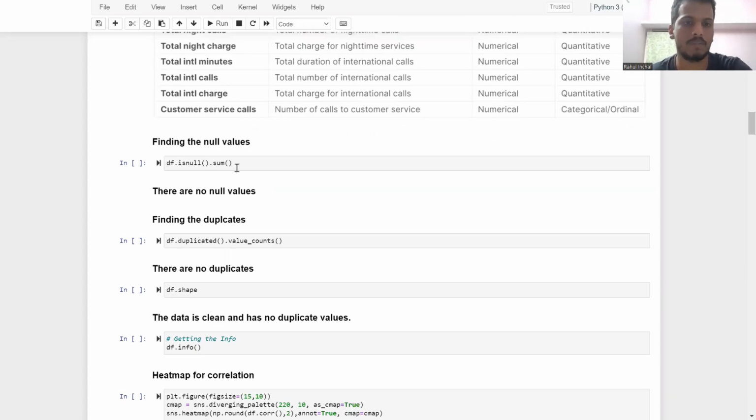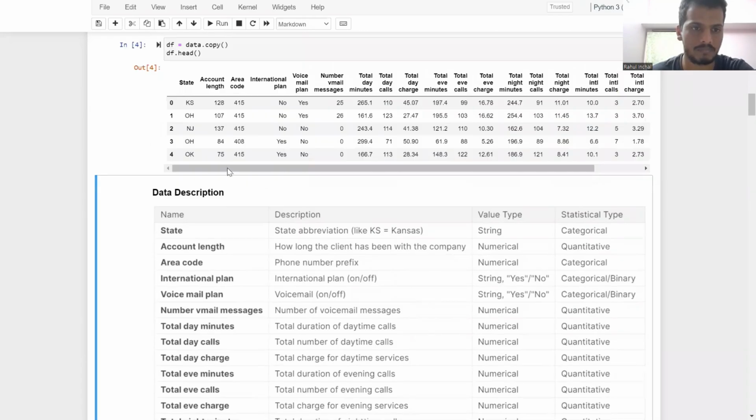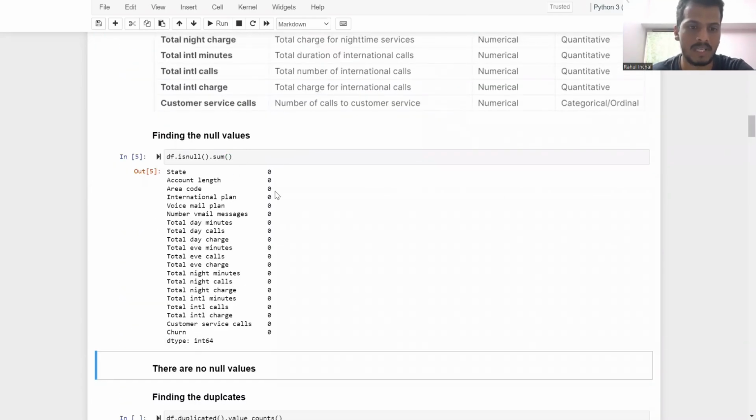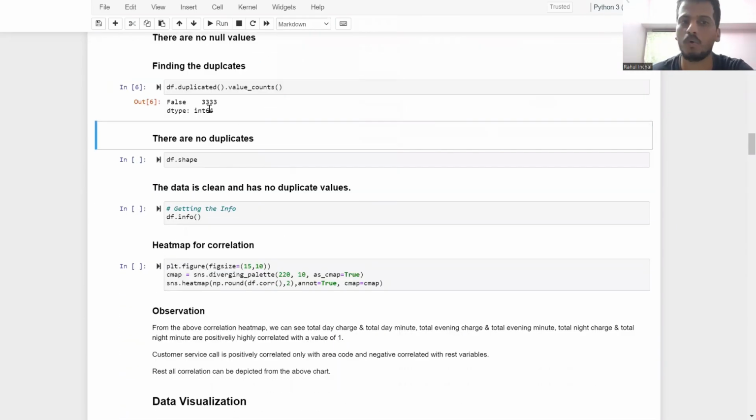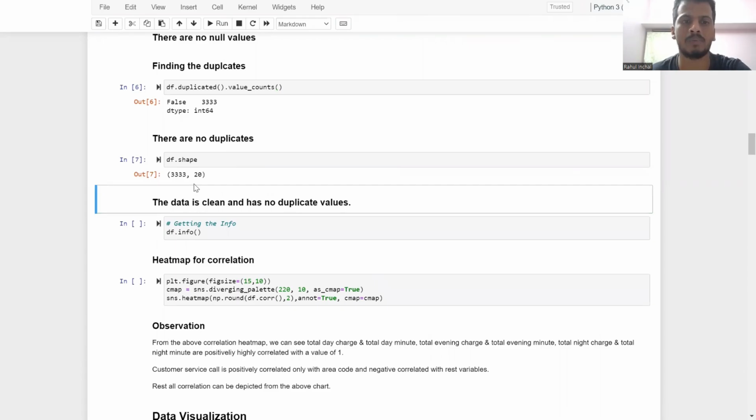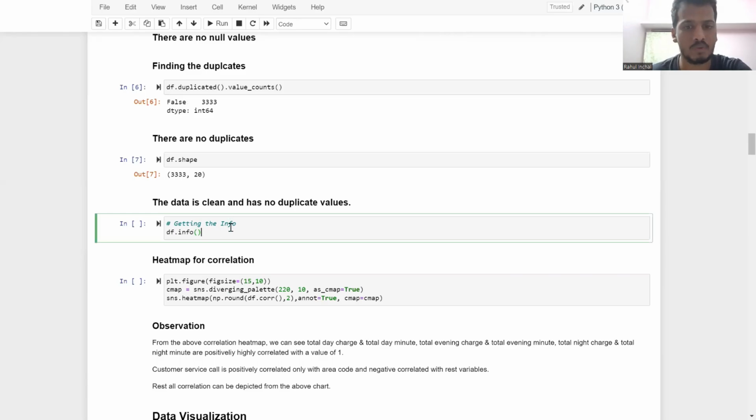So first things first, we are checking for null values. As we can see, there are no null values. And then we are checking for duplicates, so there are no duplicates as well. All the counts are false. So let's go for shapes. We have 3,333 rows and 20 columns. Duplicate false means there are no duplicates. Now the data is clean and has no duplicate values.